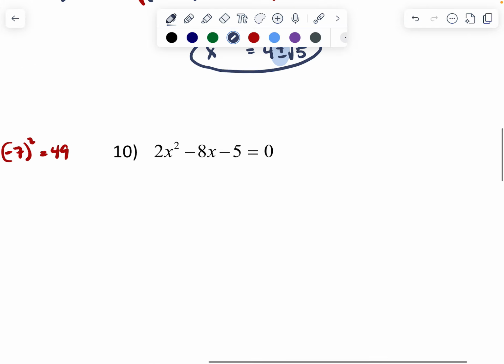I cannot have a 2 as a leading coefficient, okay? So what am I going to do with that? I'm going to go ahead and divide everything by 2. It's going to cause a little bit of chaos here, but it's not too bad.